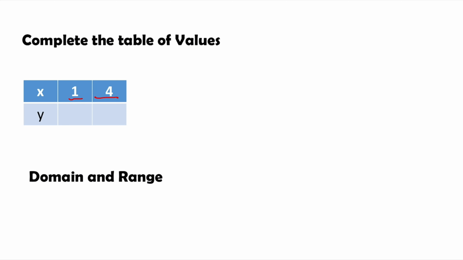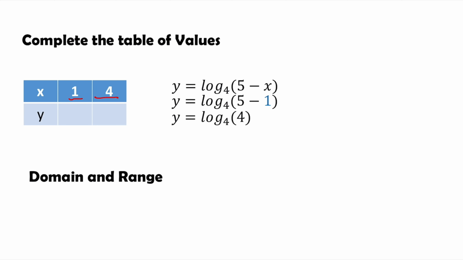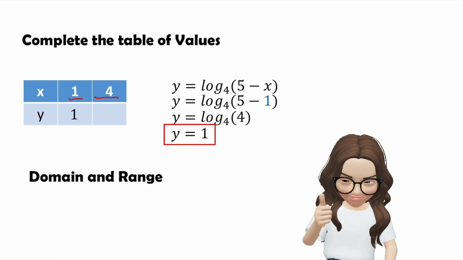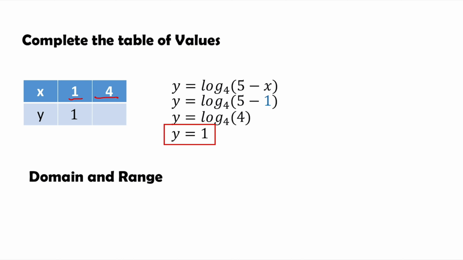And now, let us find the corresponding y value in each x. So let's go back to the given. We have y is equal to the logarithm of 5 minus x with the base 4. Substitute 1 to x. We will have y is equal to the logarithm of 5 minus 1 with the base 4. Then solve for y. We have now y is equal to the logarithm of 4 with the base 4, and definitely that will be 1. 1 will be the value of y if we use 1 as our x.